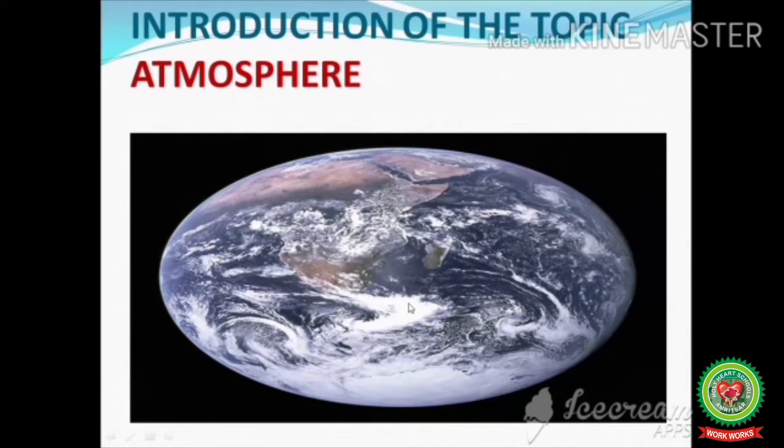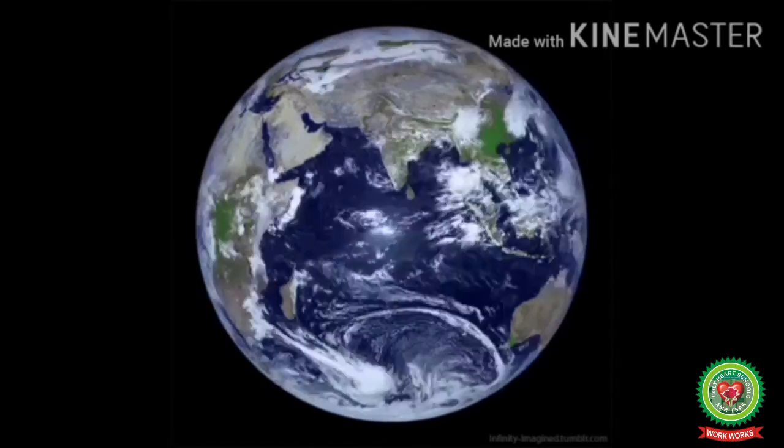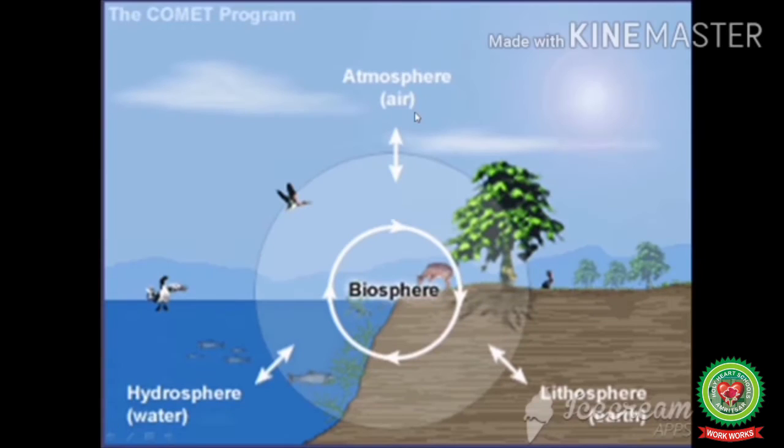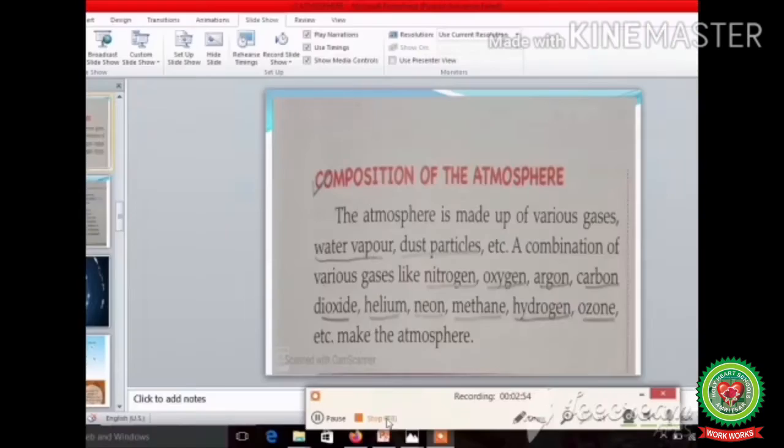Introduction of the topic atmosphere. Our earth is surrounded by a huge blanket of air called atmosphere. All the human beings depend on atmosphere for their survival. Earth, with its spherical shape, is divided into three domains: lithosphere, hydrosphere, atmosphere. These three domains together make the biosphere. Now we are going to read about atmosphere.